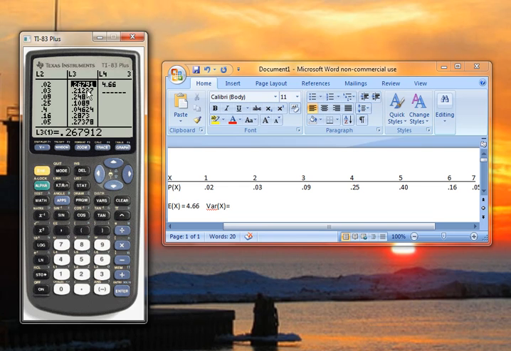Now, what I have to do next to find the variance is sum up that list. We've done that before. I'm going to do it again in here. L4 is not highlighted.